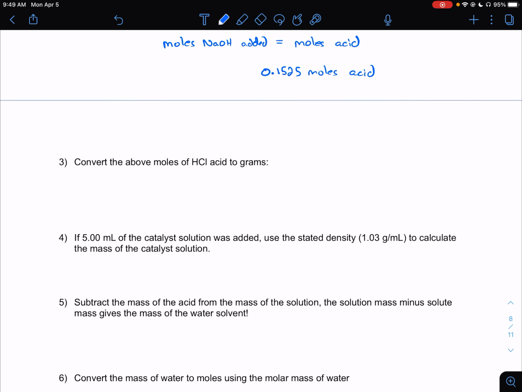Once we have that moles of acid, 0.1525 moles, and your number is going to be different of course, now we have to go to grams. So convert acid to grams. We're going to use grams of HCl per 1 mole, and we're going to end up with grams of HCl. I'm going to leave you to do this calculation now, and this will tell us how many grams of HCl we've added.